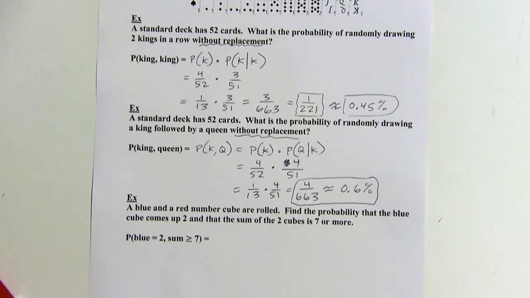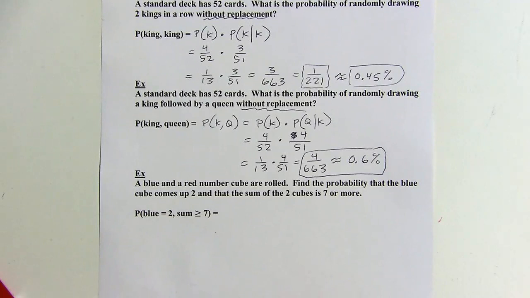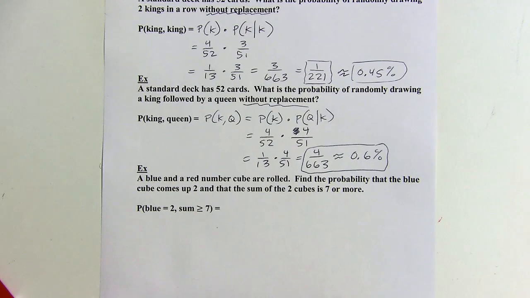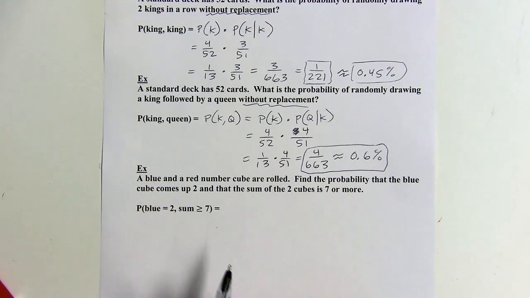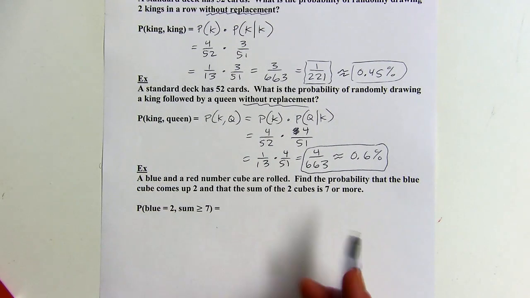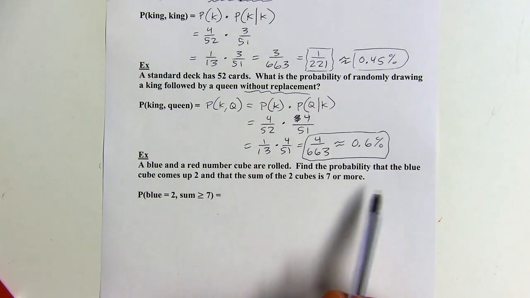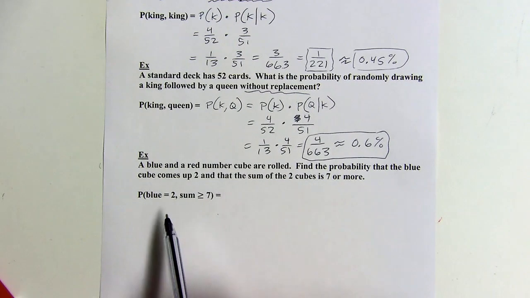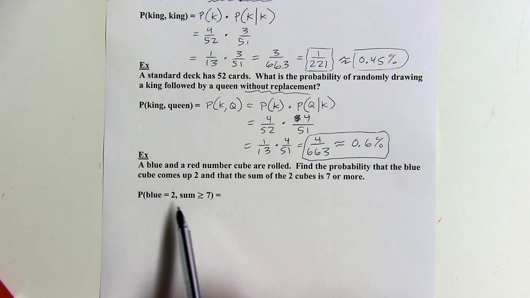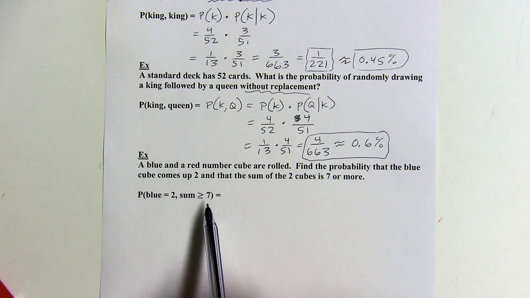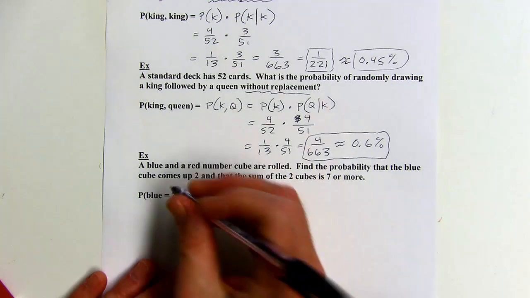All right. Let's try another here. A blue and a red number cube are rolled. So these are dice, right? We got a blue die and a red die. It just has 6 sides. That's why we say the number cube. Okay, so find the probability that the blue comes up 2 and that the sum of the cubes is 7 or more. So these are 2 different things.